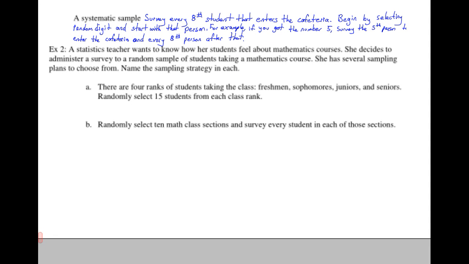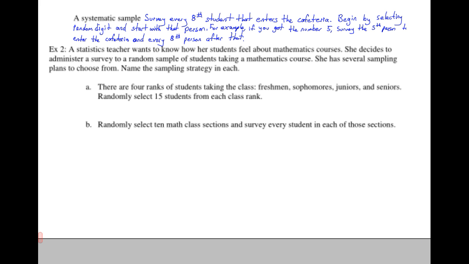Chapter 11, Example 2. A statistics teacher wants to know how her students feel about mathematics courses. She decides to administer a survey to a random sample of students taking a mathematics course. She has several sampling plans to choose from. Name the sampling strategy in each.